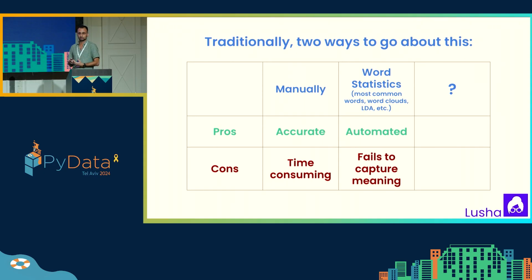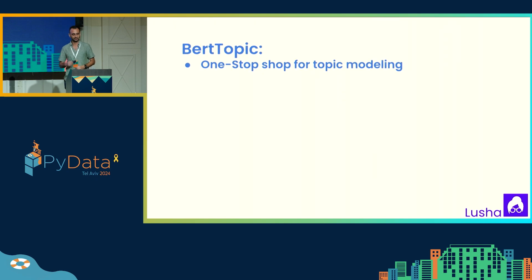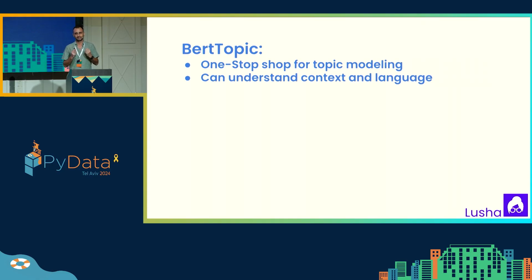Can we have a method which is both good at large scale, but also can capture contextual meaning of sentences? Yes, there is, and it's called BERTopic. So, what is BERTopic? It's a one-stop shop for topic modeling. It's a Python package, and it can understand contextual meaning because it harnesses the power of large language models, LLMs.